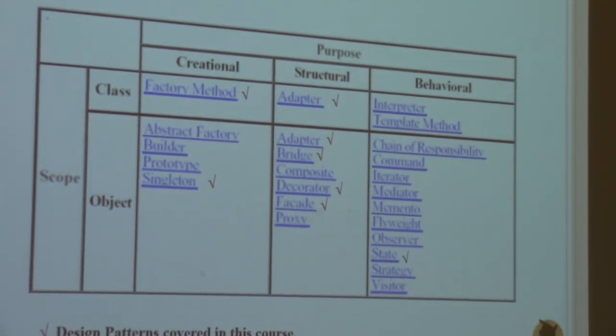And the ones where you see the red checks are the ones we are going to do. So you will see that we will look at factory method and singleton. Both are creational. One has class scope, the other has object scope. We'll see a lot of the structural design patterns. Adapter can be both places. You have bridge, decorator, and facade. And then we'll see one behavioral design pattern, which is the state design pattern. Those are the 7 design patterns that we would be looking at.